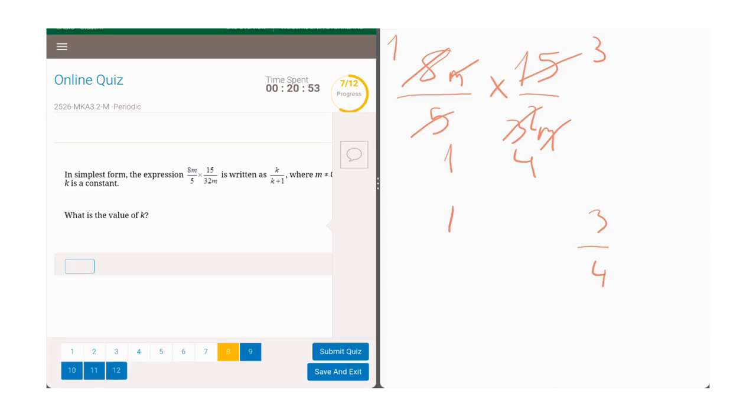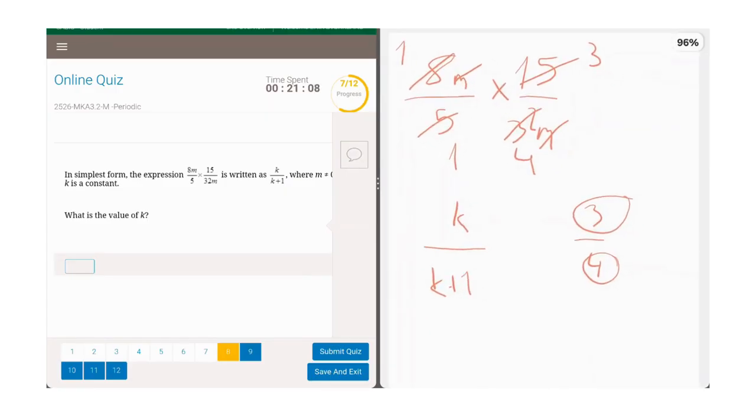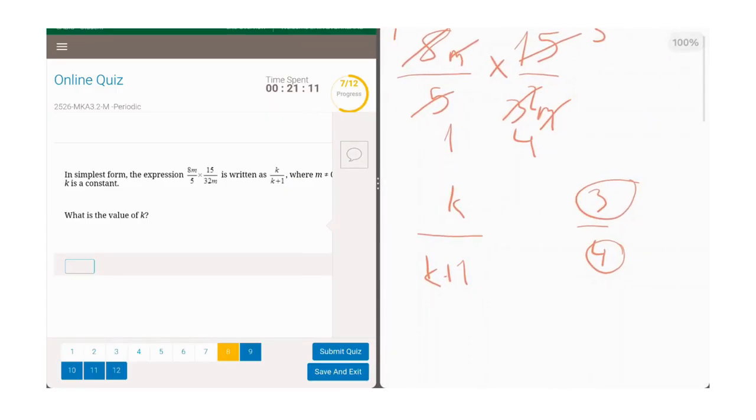We want this written as k over k plus 1. So what they want is the numerator to be 1 less than the denominator. And that is true. We have 3 is 1 less than 4. So technically we can write this as 3 over 3 plus 1, where k is the constant, and the answer of k would be 3, because 3 plus 1 is equal to 4, and that is the answer.